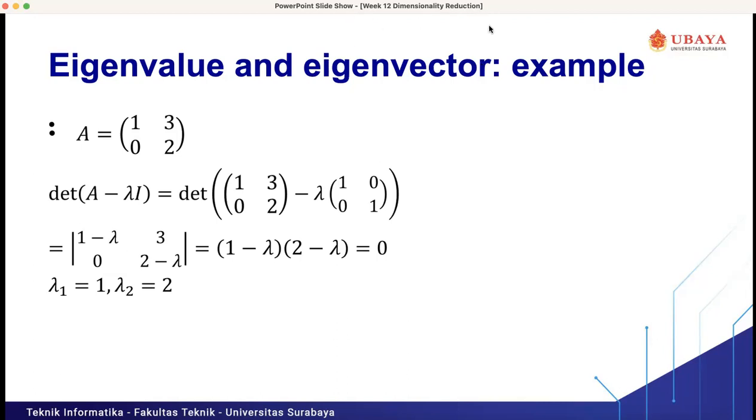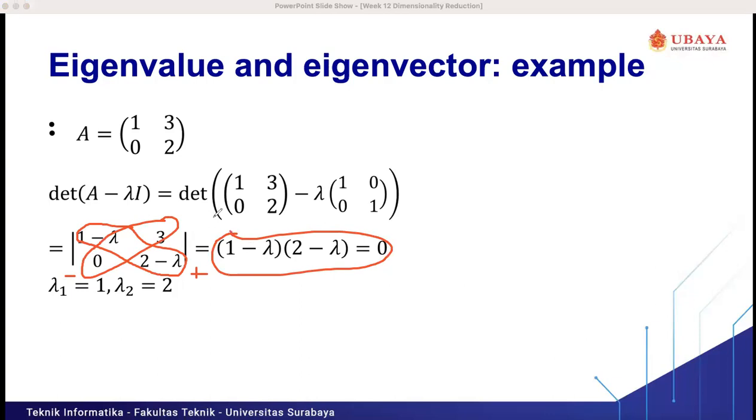Then if you remember how to calculate the determinant, because this matrix is 2 times 2, with 2 rows and 2 columns, calculating the determinant will be easy, right? So this is how to calculate it: 1 minus lambda times 2 minus lambda, minus 3 times 0. Because 3 times 0 is 0, we only have 1 minus lambda times 2 minus lambda. So this is the determinant for our matrix.